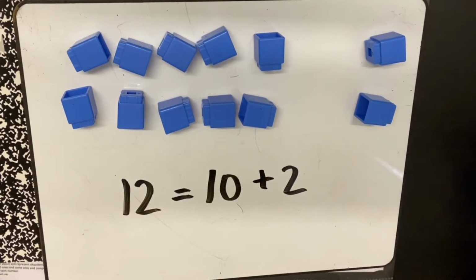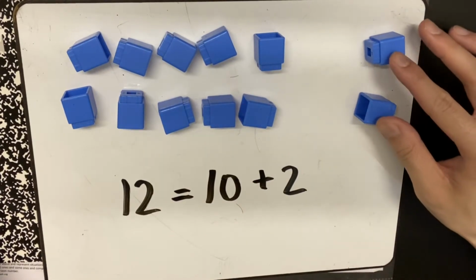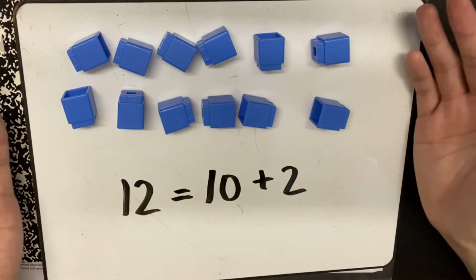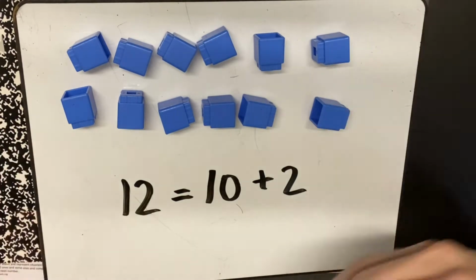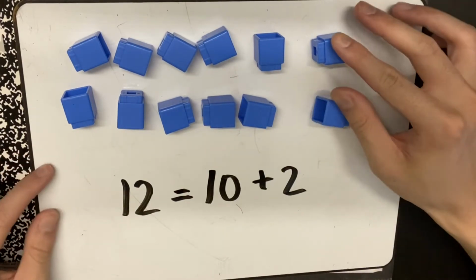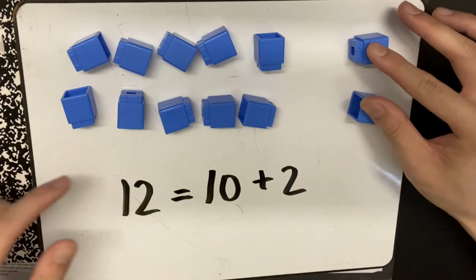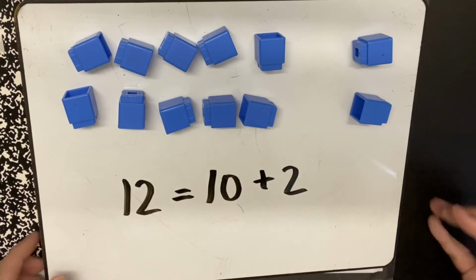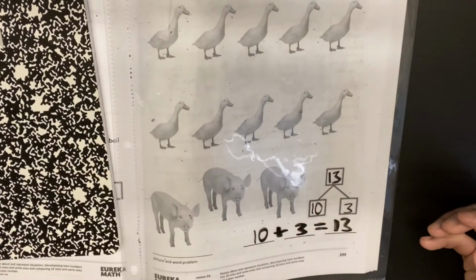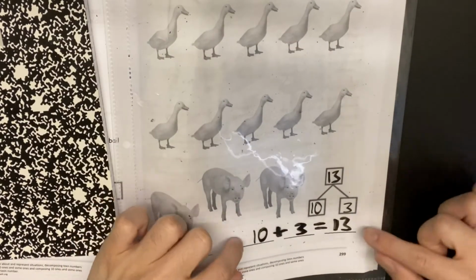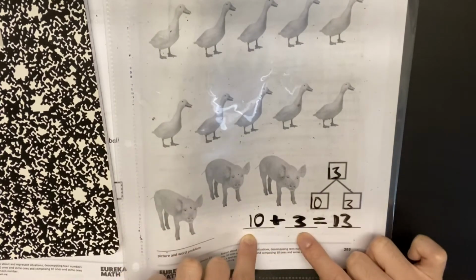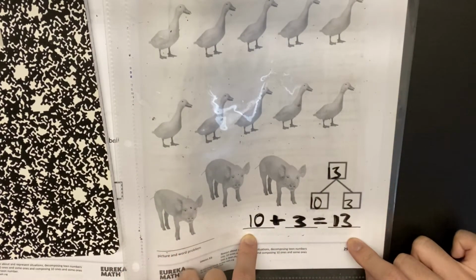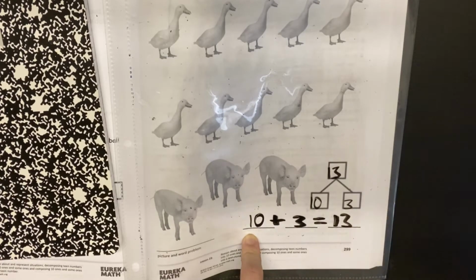So it was really hard to see the groups because the cubes were all the same color and they were all grouped together. So that's why I showed the cubes as 12 equals 10 plus 2. And I showed the animals like this. I showed it as 10 plus 3 equals 13. So why did I show it like that? What do you think?